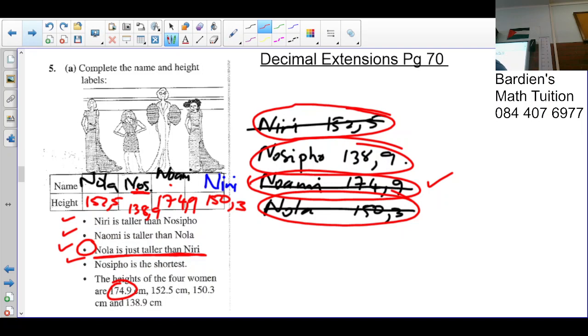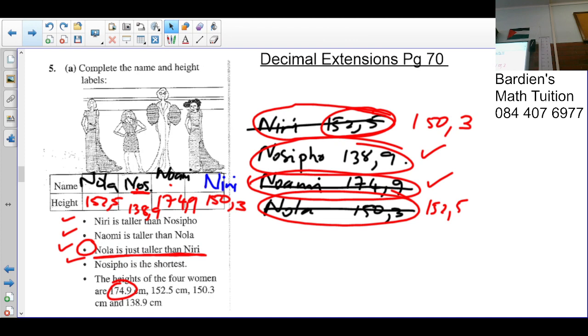Nosipi and Niri is one. There is a mistake. So that is going to be 150,3. And Nosipi, that is correct. And Nola is 152,5. Okay, we just change this. Nosipi is correct. Nola.